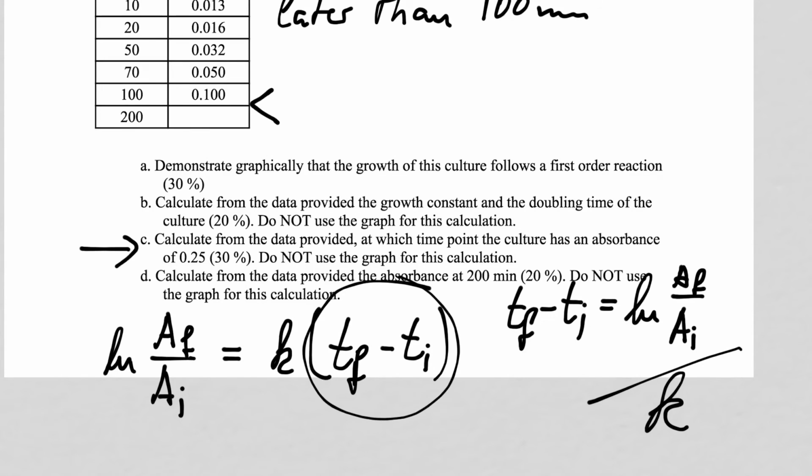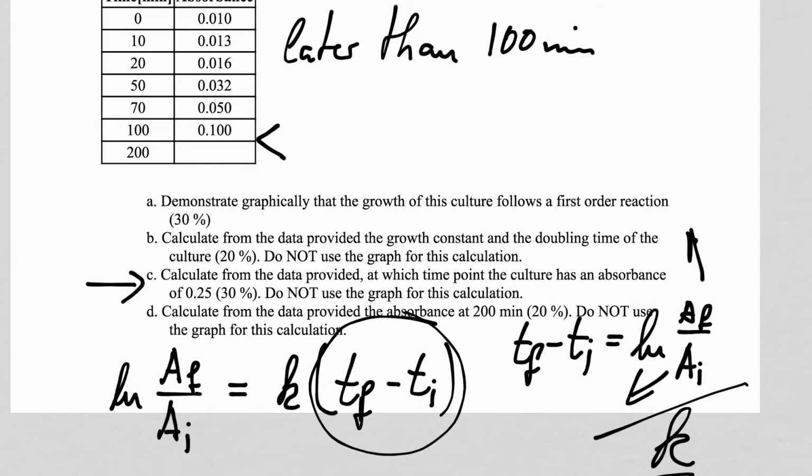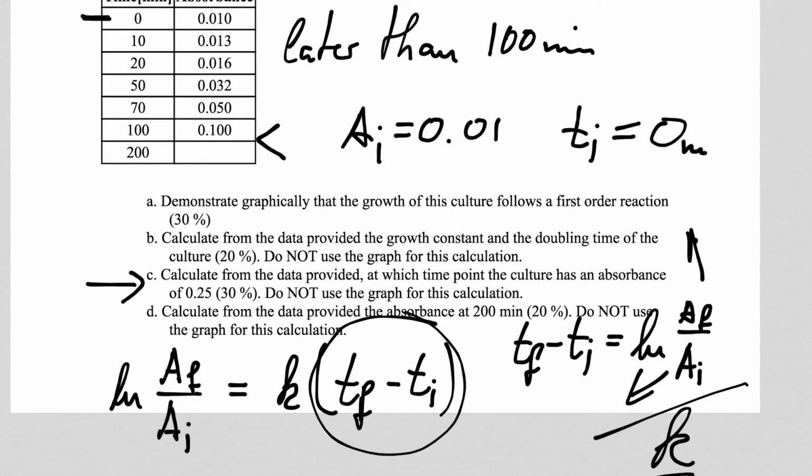Wonderful. So what we need to do is find our A final and our A initial. We've got K, we just calculated that, and we know that K is correct. So, let's start with A initial. We can choose this here as A initial. We can say A initial equals 0.01, T initial equals 0 minutes. Okay? A final in this case, well, our final absorbance that we are looking for would be 0.25. That is what we are looking for.